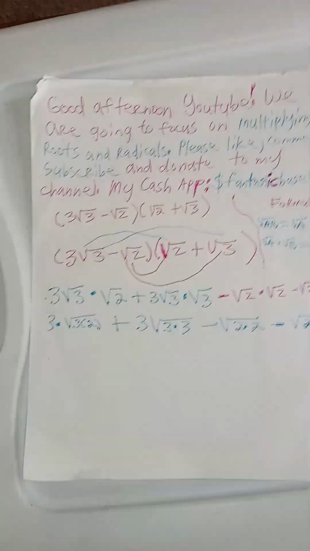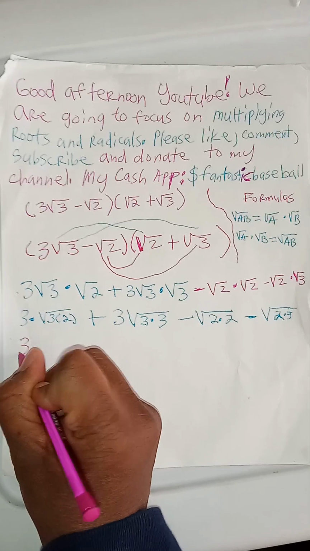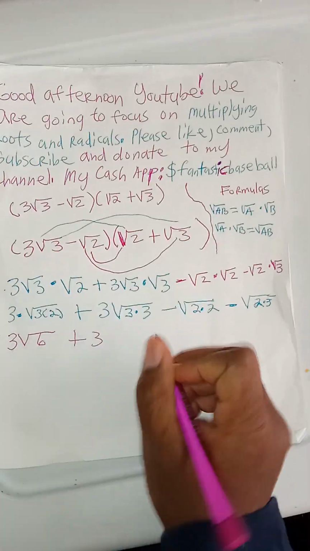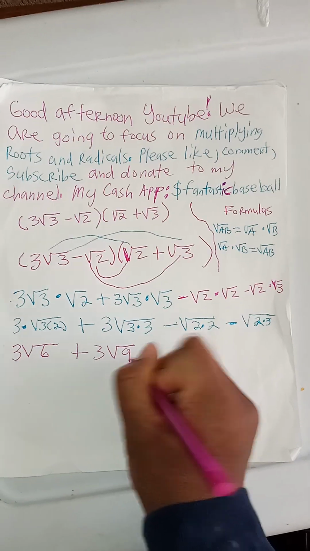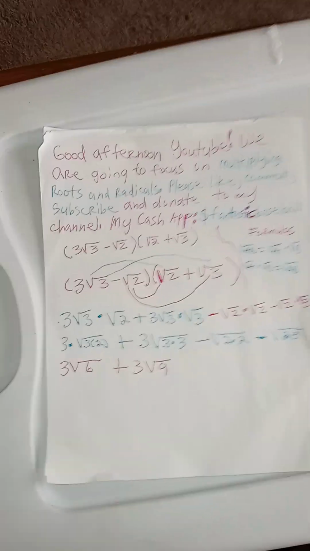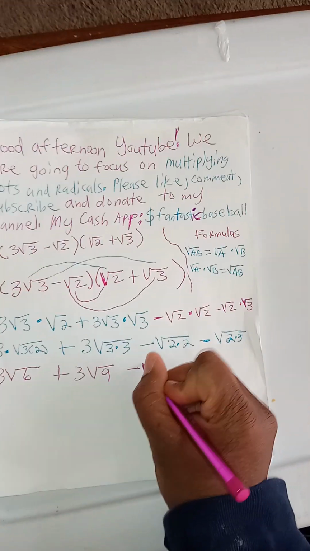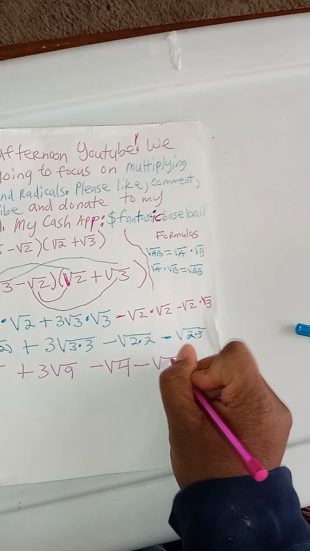So now let's begin to simplify. It's going to be 3 times the square root of 3 times 2, and 3 times 2 is 6. So 3 square root of 6 plus 3 times the square root of 3 times 3, which will be the square root of 9. So 3 square root of 9 minus square root of 2 times 2, which is square root of 4, minus the square root of 2 times 3, which will be the square root of 6. So now we are in business.